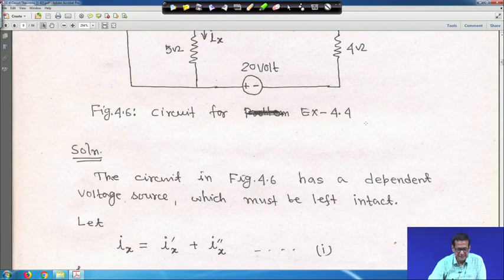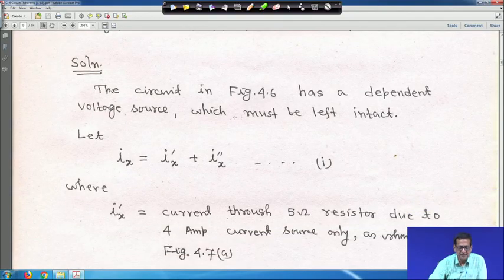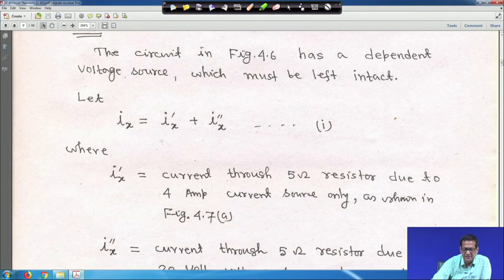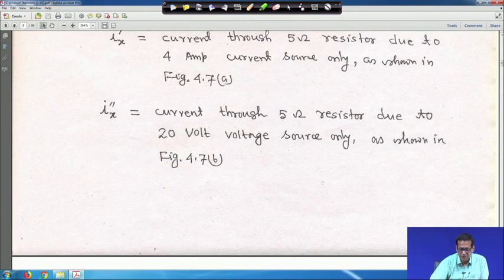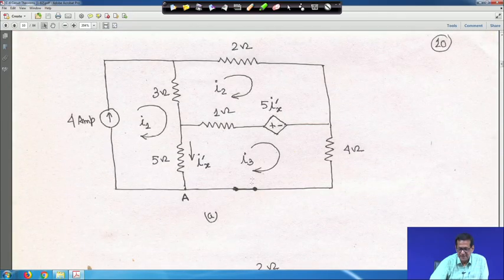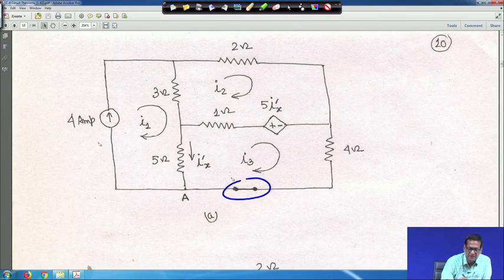So, in this circuit, as I told you, it has a dependent voltage source which must be left intact, and Ix should be equal to Ix dash plus Ix double dash. Now, Ix dash is equal to the current through the 5 ohm resistor due to the 4 ampere current source only, as shown in figure 4.7. Now, superposition we are applying, so the voltage source is shorted here. When the 4 ampere current source is only there, this is the current Ix dash.